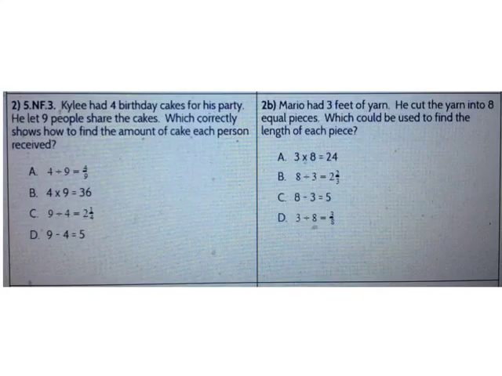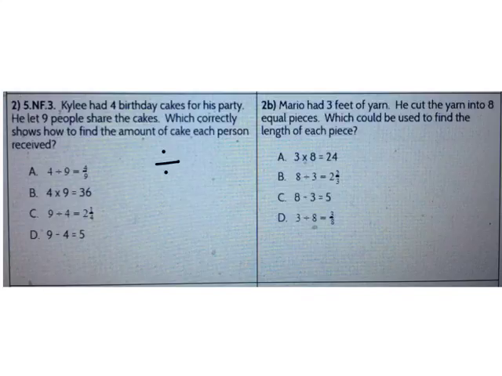Let's look at number 2. Kylie had 4 birthday cakes for his party. He let 9 people share the cakes, which correctly shows how to find the amount of cake each person received. Well, first, what operation would I need to use to solve this problem? I would need to divide.